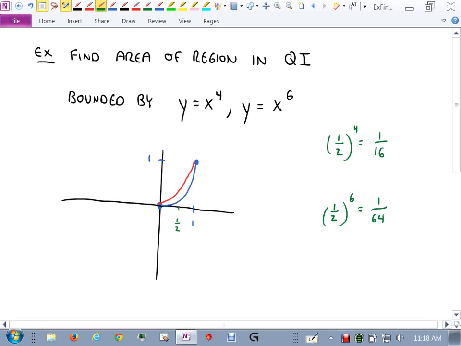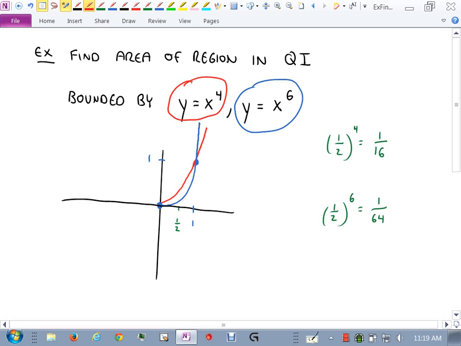So if you graph these, what happens is one of these does this, and then the other one is like this. So once you get past 1, the blue one's on top. The blue one being which one here? The sixth power, and the red one being the fourth power.